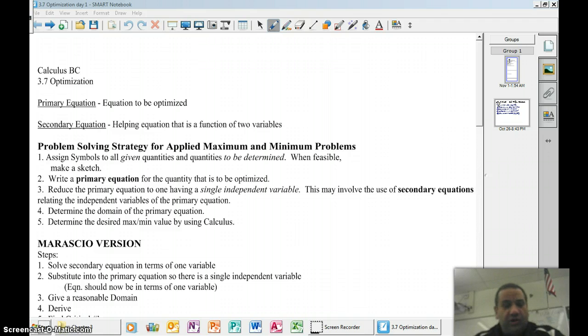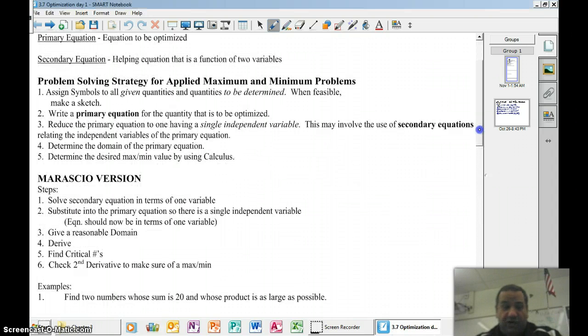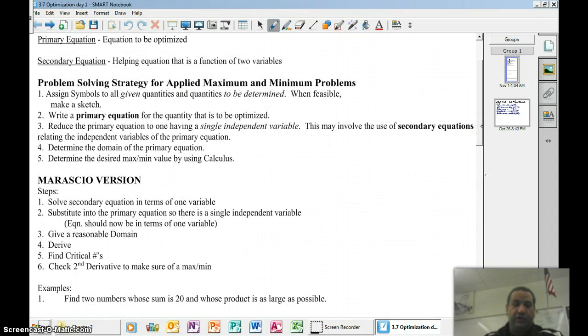The primary equation is what's going to be optimized. The secondary equation is helping get the equation in two variables, okay? There's a big strategy for applied max and min, but I'd like to simplify it and give you the Marashio rules. Okay, the Marashio version is this.